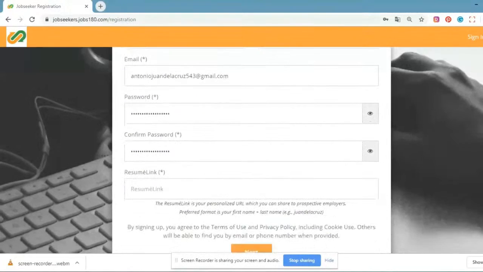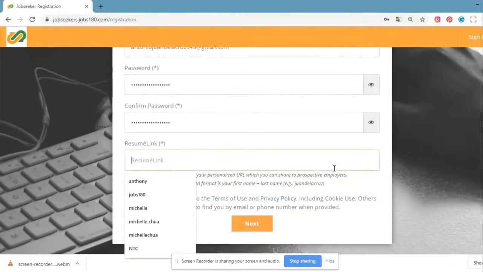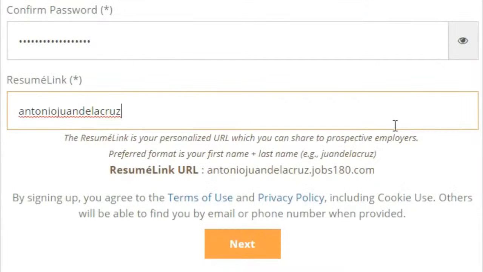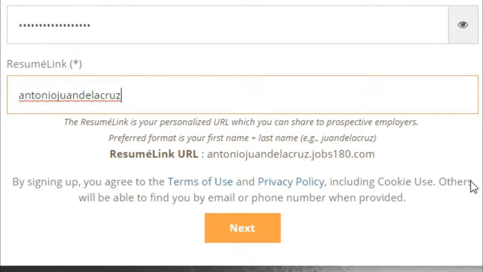Fill out all the information needed. In choosing your resume link, use your full name so that it looks professional and it's easy to recall by potential employers. For example, Antonio Juan de la Cruz.jobs180.com.